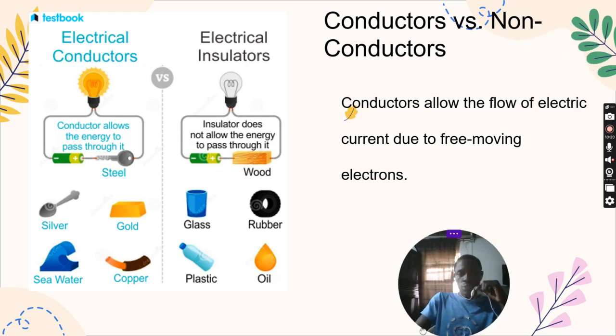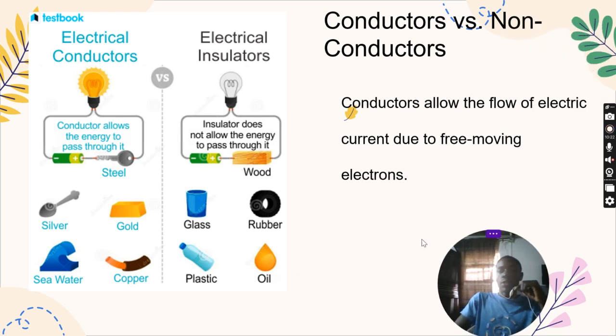Okay, let's talk about conductors and non-conductors. Conductors are substances or materials that allow the flow of electricity or electric current through them. Conductors conduct electricity by the movement of free electrons. So conductors basically have free electrons. You may be asked to differentiate between conductors and electrolytes. Electrolytes conduct electricity by the movement of mobile ions, while conductors conduct electricity by mobile electrons. So they are quite different.